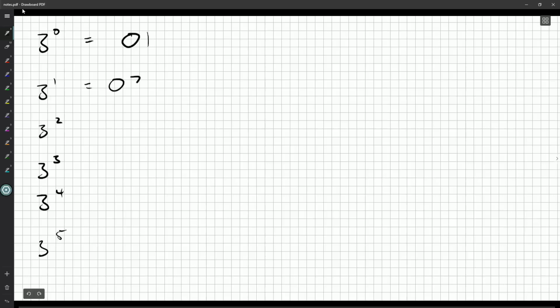3 to the 1 would be 3, but I'll write 0, 3. Same with 0, 9 for 3 squared. 3 to the 3, 27. So now our tens digit is 2. And then we go to 81. Now, 3 to the 5 is 243. You can grab your calculator and work that out, or multiply 81 by 3.